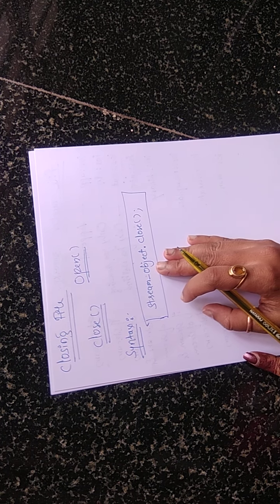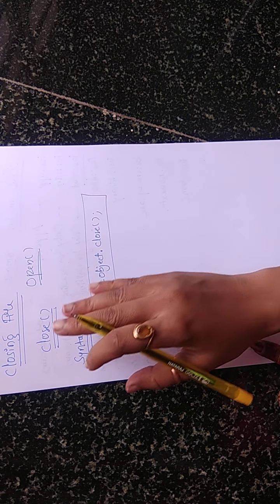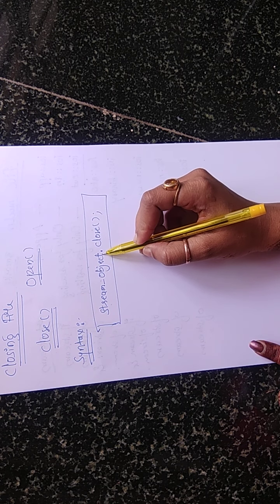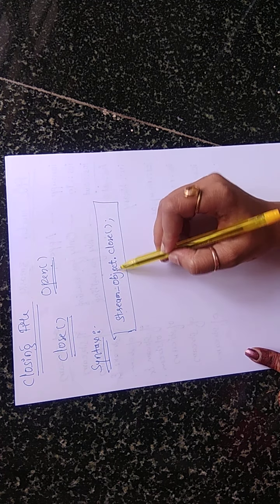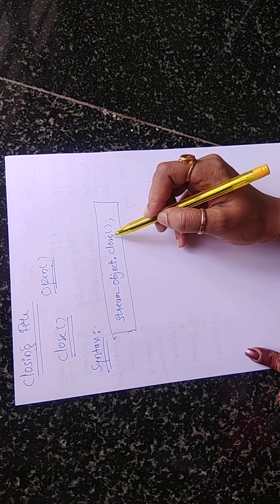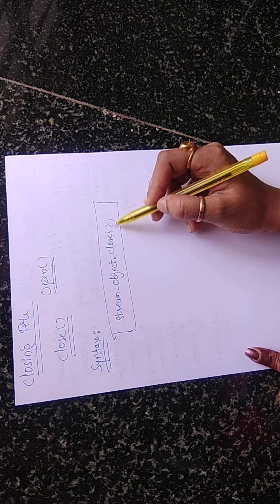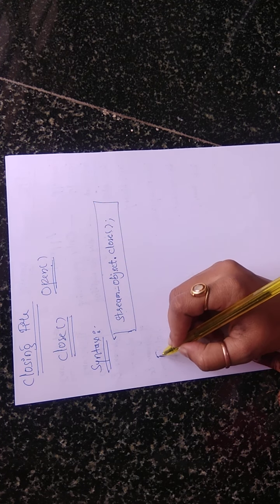Fine. So this is the syntax for your close member function. Using your close member function, this is how you can close a file. The stream object, the object which you have created for opening a file, that object you have to use. Then the dot and then the close member function, with a pair of parentheses and ended with a semicolon. Done. So now we'll see the examples.